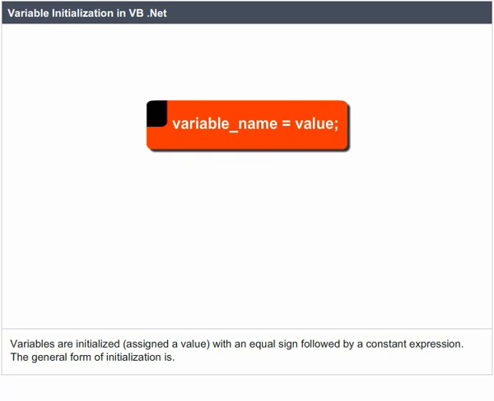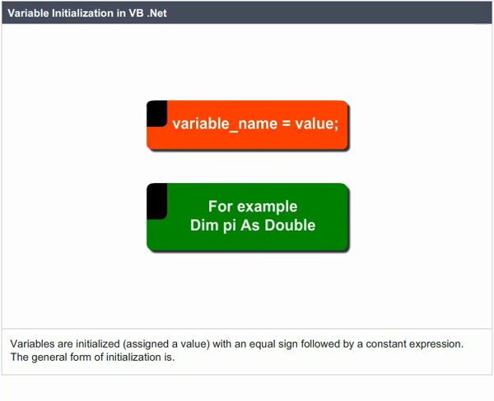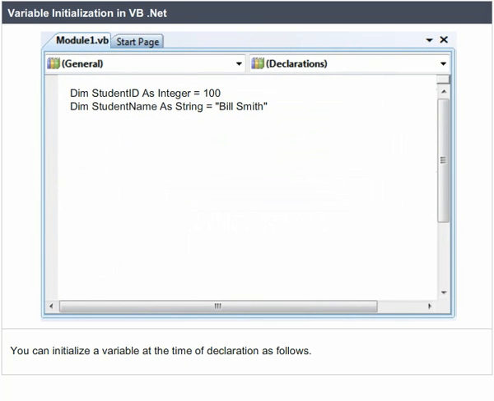Variable initialization in VB.NET. Variables are initialized, assigned a value, with an equal sign followed by a constant expression. The general form of initialization is variable_name = value. For example, you can initialize a variable at the time of declaration as follows.